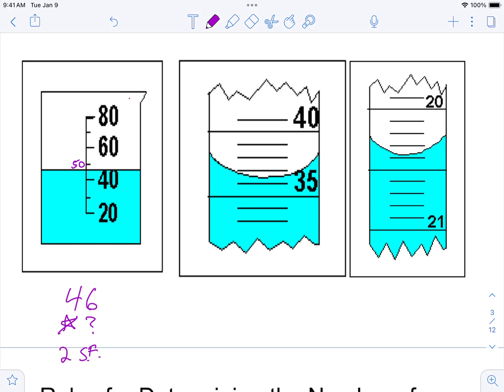If we look at the grad cylinder, this would be your 36 line. This would be your 37 line. We are reading the meniscus. Again, that is the bottom curve. So that is between 36 and 37. So 36 point, I'll say 4. You can't argue those two. That is your guess. Three significant figures. You must guess.